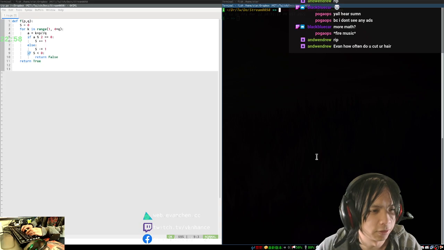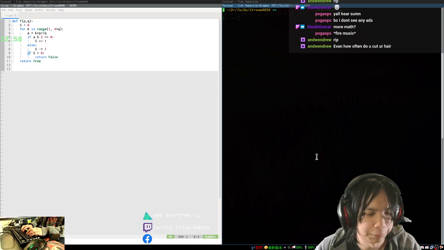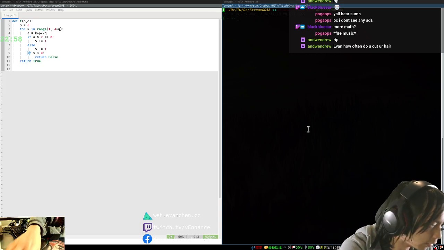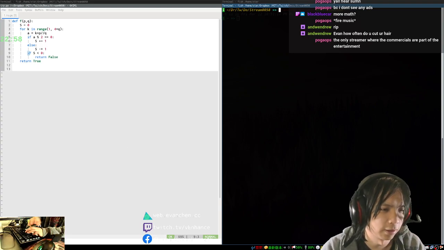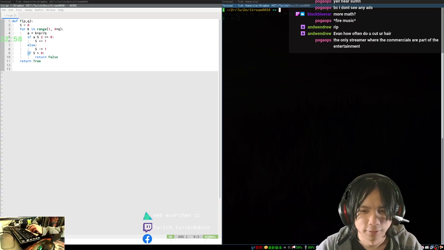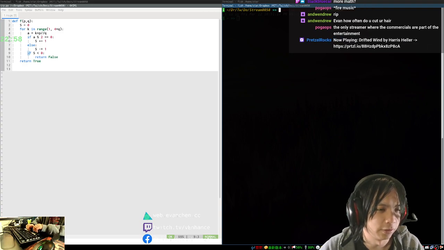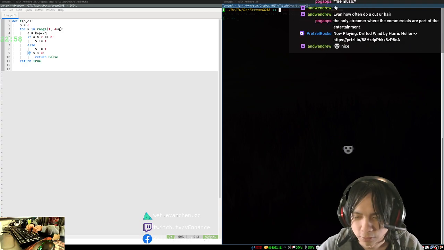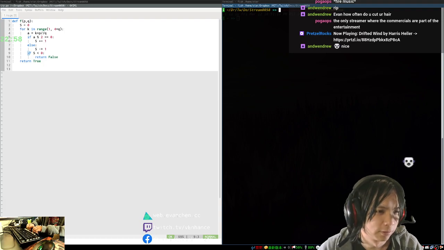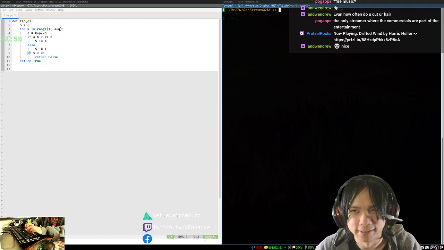How often do you cut your hair? Whenever I go home and my parents force me to. I kind of want to grow out my hair and have long hair, but my parents keep making me cut it every time I go home. So my agenda is to go home as infrequently as possible, so I can avoid getting my hair cut.